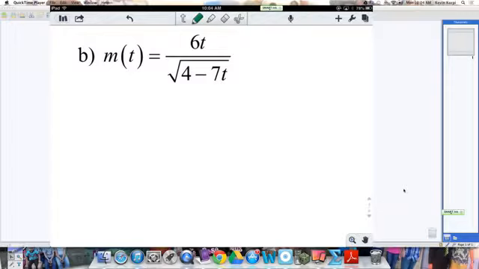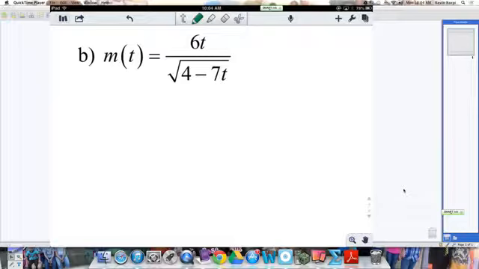Okay, 2.1, example 5, part B. The instructions were to find the domain, give the answer in set or interval notation, and of course we're always going to be showing our analysis. So we want to show our steps essentially. First of all, the function's name is m and the independent variable is t. So when we find our domain, we're finding the values of t that work.